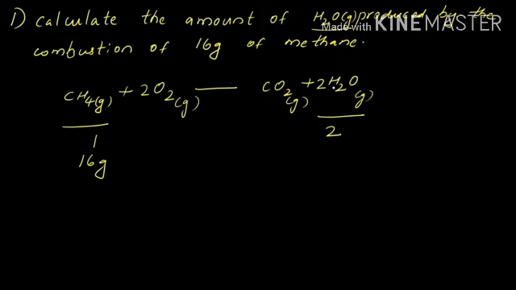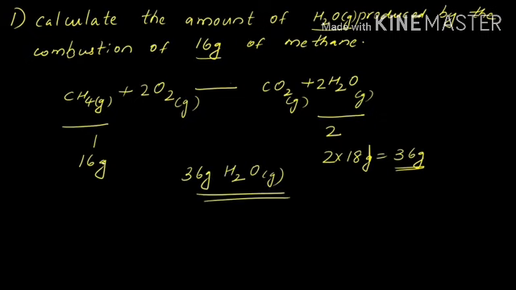Now water: our question is what is the amount of water produced when 16 gram of methane undergoes combustion. It's a direct question. Find out the molecular mass of 2H2O. You will get the answer as 36 gram. So 16 gram of methane undergoing combustion reaction can produce 36 gram of water. That is the answer for this question. So the amount of water produced is 36 gram of H2O. Likewise you need to do it. So let us do the next problem.